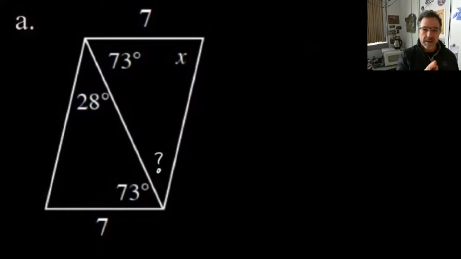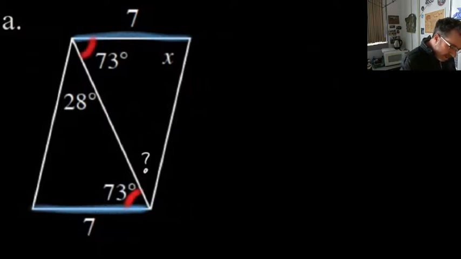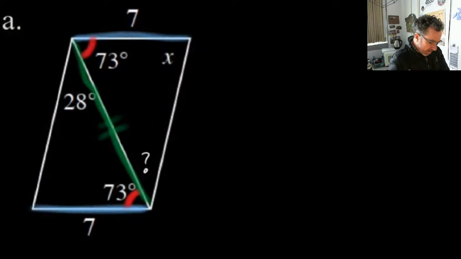Oh, but wait. This is better than I thought, because I've got this side that's 7 units long, matched with this side that's 7 units long. Then I have this angle that's 73 degrees, and this angle that's 73 degrees, and they share this wonderful green side down the middle. Those two triangles must be congruent by side angle side. They share the green side, which is congruent to itself by the reflexive property.